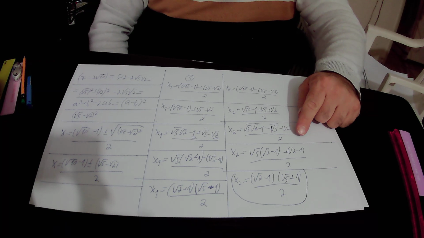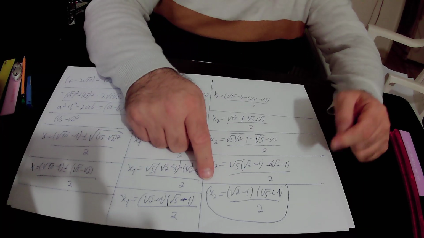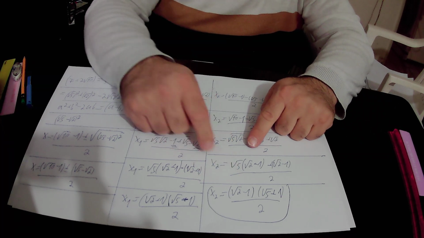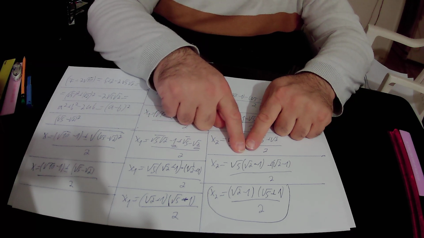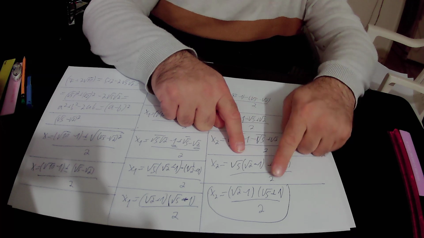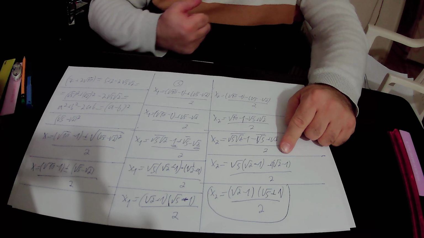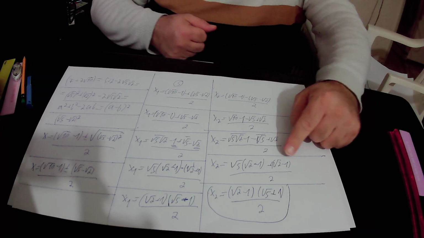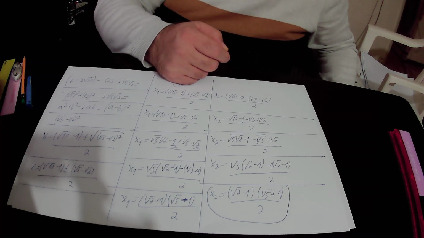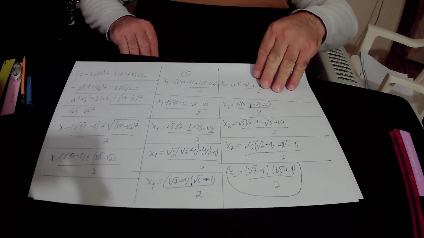Here we took square root of 2 minus 1 as a common factor out of those two expressions, and we got that x2 equals square root of 2 minus 1 is taken as a common factor, and what is left from this expression after we took from it square root of 2 minus 1 as a common factor is square root of 5, and what is left from this expression is 1, and in conclusion we found out that x2 equals square root of 2 minus 1 times square root of 5 plus 1 over 2.